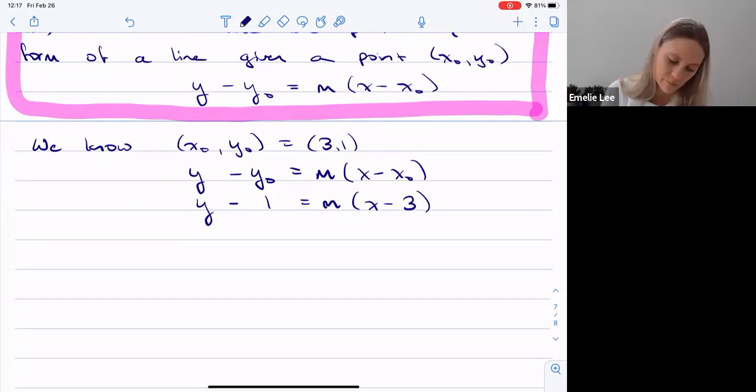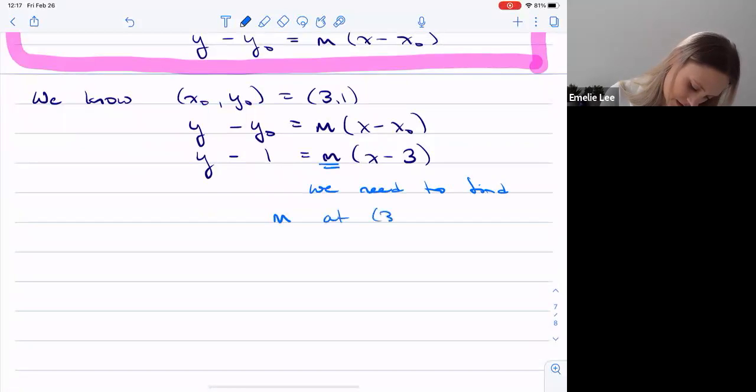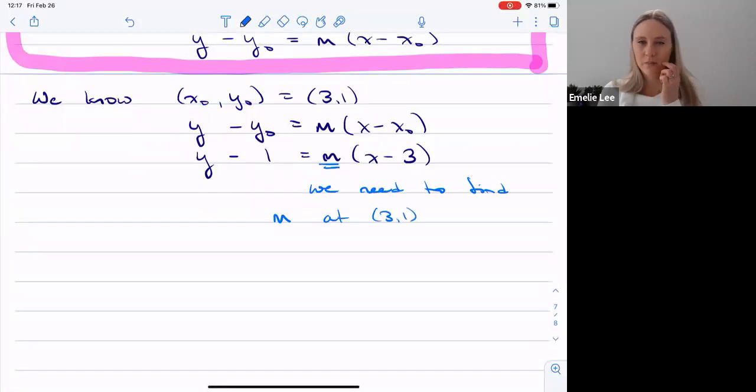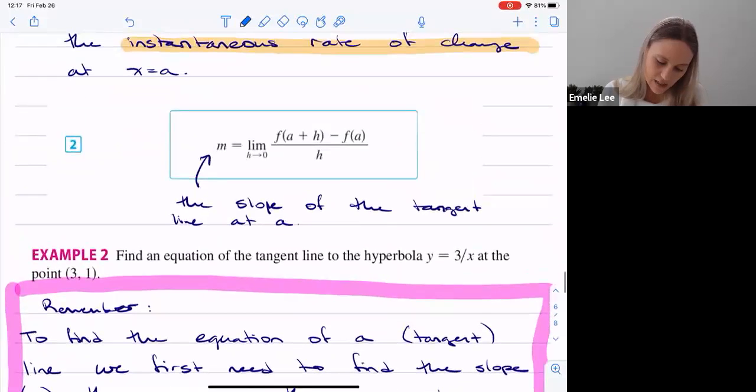Okay. Here, we need to find m at 3, 1. Okay. What I'll take away from this is at x equals 3, right? Because we said we want to have a specific value of a, and in this case, x equals a is 3.